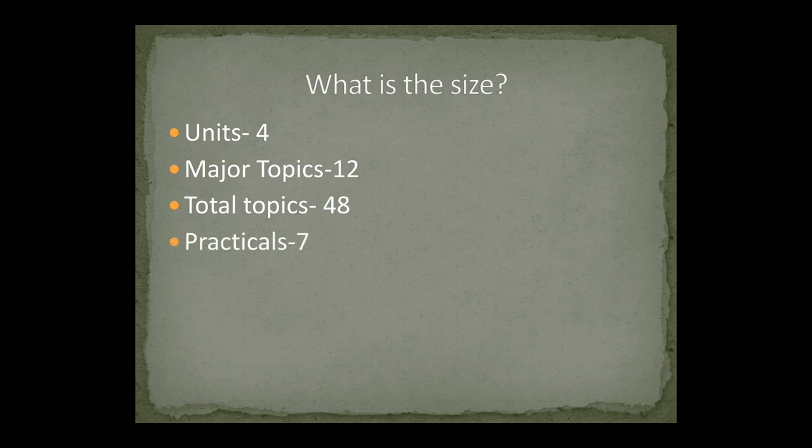The practical part of this paper is very good. There are only 7 practicals in this paper, out of which only 2 are performing practicals. These performing practicals are lab practicals, and you don't have to do any experiments. It's only a performing practical related to developmental biology or embryology. So of the 7 practicals, only 2 are performing, meaning the rest of the 5 are only identification or observation.